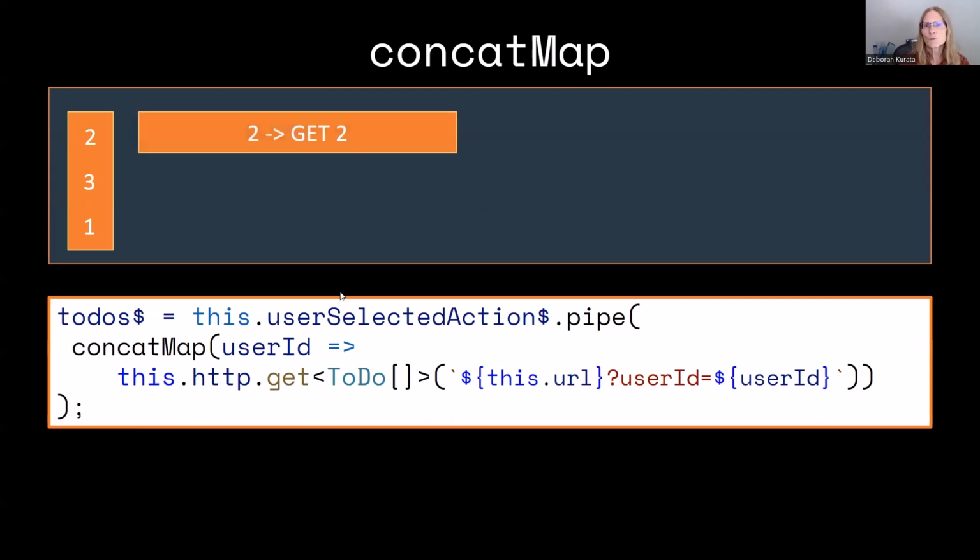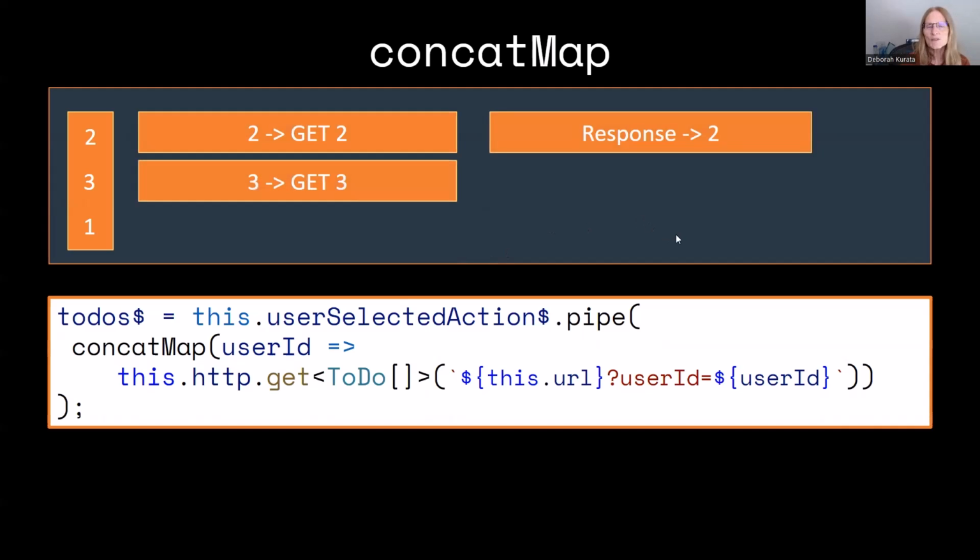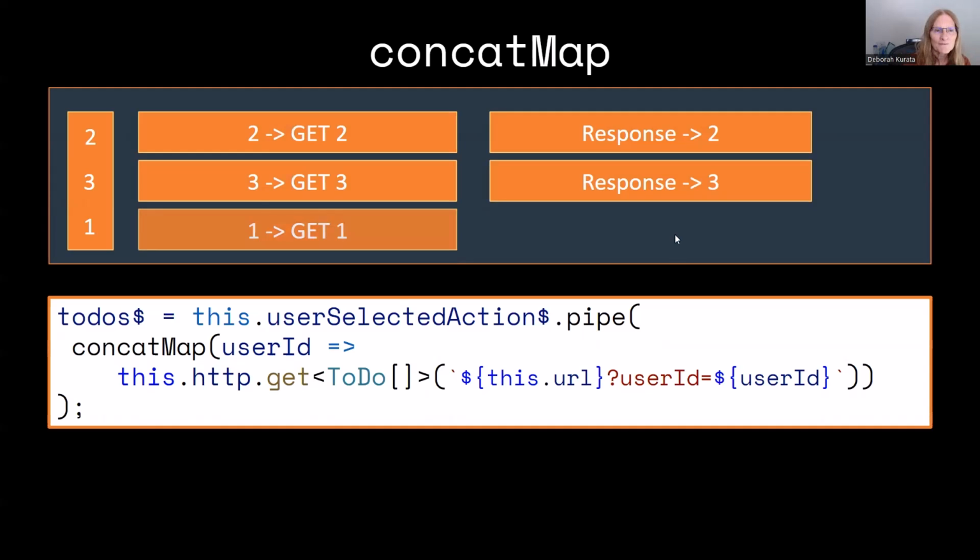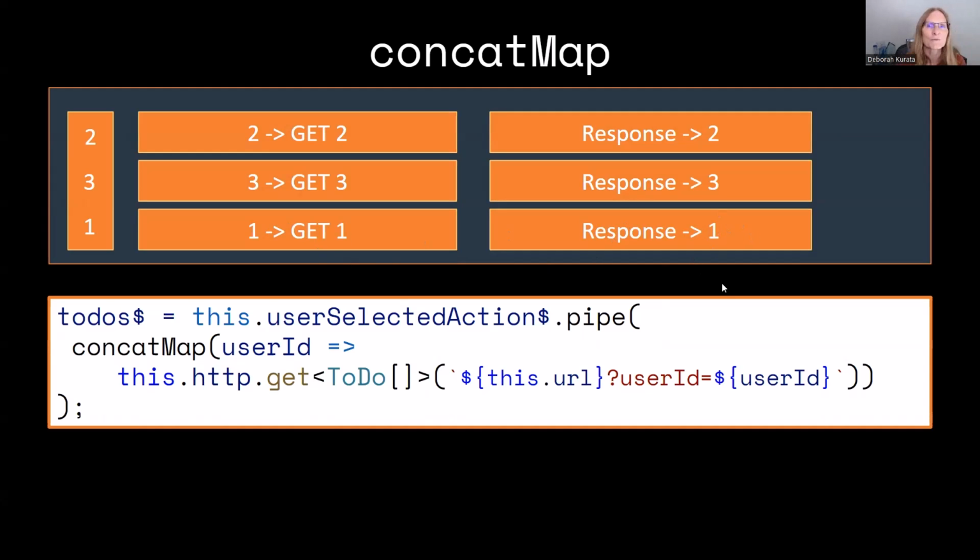It's going to request that second user. It's going to wait for that response to come back. Then it gets the third user's data, and it waits for that response to come back, just like a relay race. Then finally, it gets that first user and waits for that response to come back. So this is taking more time than it actually needs because we really only wanted that response for that first user. So in this particular scenario, concat map is not the best practice.